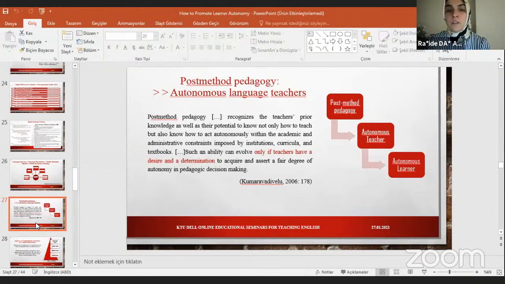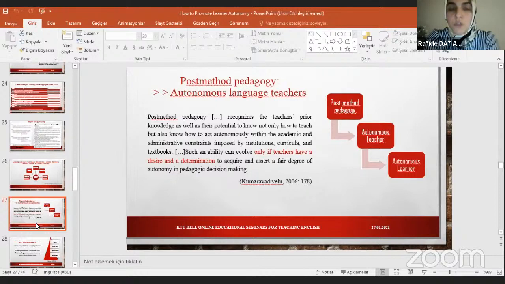recognizes the teacher's potential to know not only how to teach the content, but also know how to act autonomously within academic and administrative constraints imposed by institutions, curricula, and textbooks. So such an ability can evolve only if teachers have a desire and determination to acquire and assert a fair degree of autonomy in pedagogic decision making.